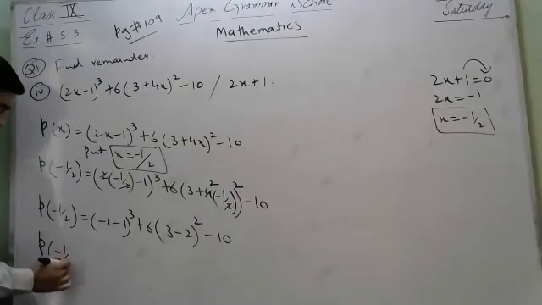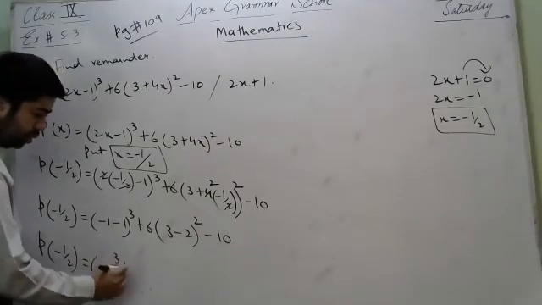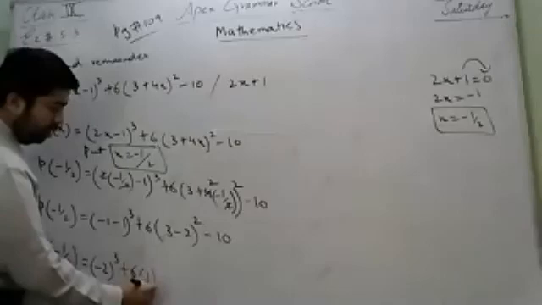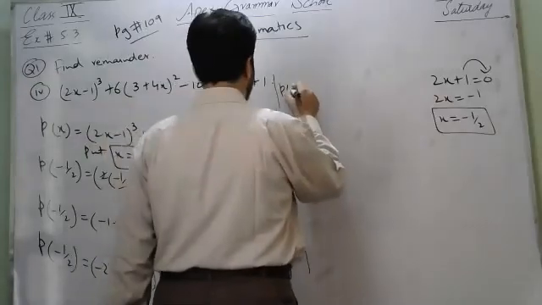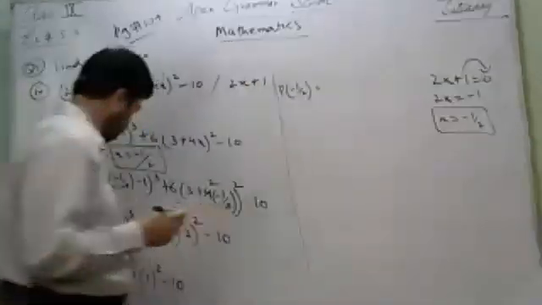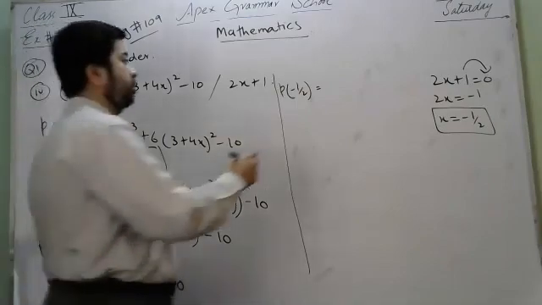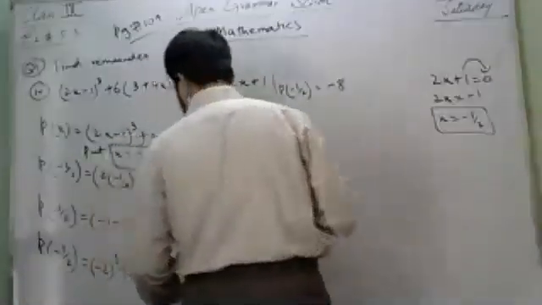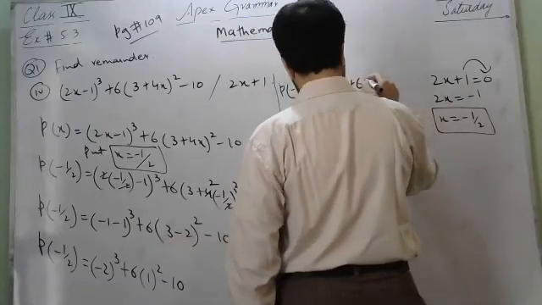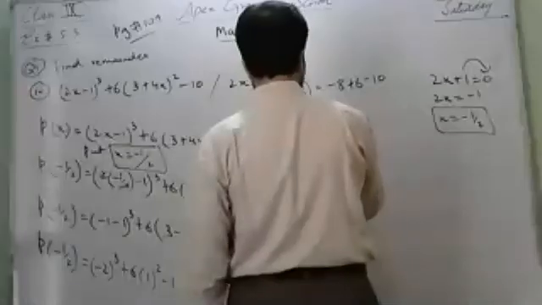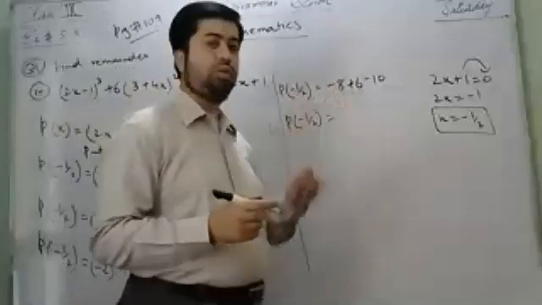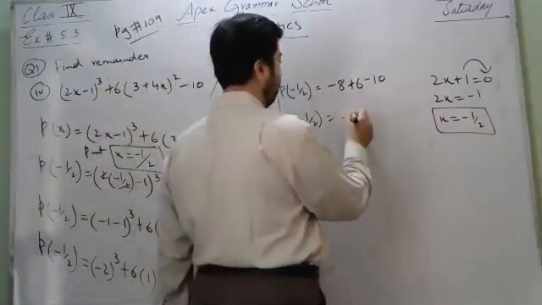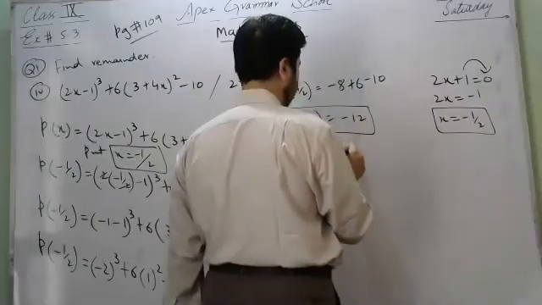Now minus 1 and minus 1 means minus 2 cubed plus 6 into 3 minus 2, which is 1, and then minus 10. Now p of minus 1 over 2 is equal to minus 2 cubed, which means minus 8, plus 6 into 1 squared, which is 1, so plus 6, and then minus 10. So p of minus 1 over 2 becomes minus 8 minus 10, that is minus 18 plus 6. Or minus 8 plus 6, we can say that it is minus 2, and minus 10, which is minus 12. So minus 12 will be the remainder.